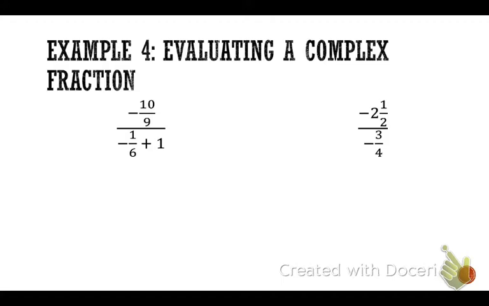Negative 2.5 divided by negative 3/4. What have I said that we need to do to all mixed numbers? Change them to improper fractions. Step number 1. Okay, so what would be negative 2.5 as an improper fraction? Tell me. Negative 5 over 2 divided by negative 3/4.